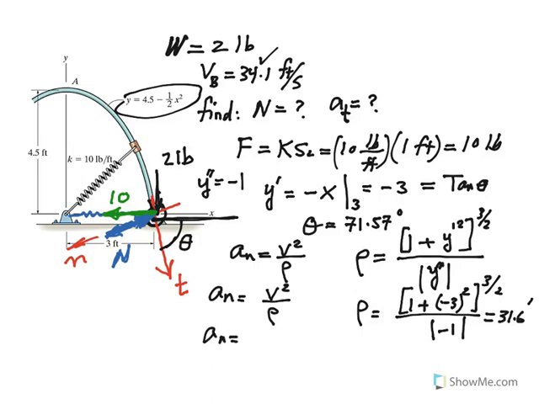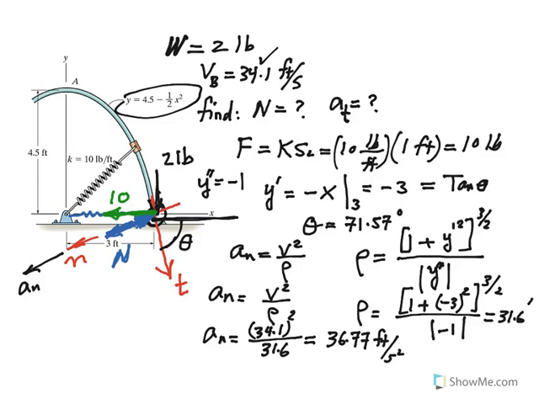Now let's calculate the normal acceleration, which is v squared over rho. That would be 34.1 squared divided by 31.6, and that is about 36.77 feet per second squared. So that's the centripetal acceleration, this acceleration pointing this way toward the center of curvature of the path.